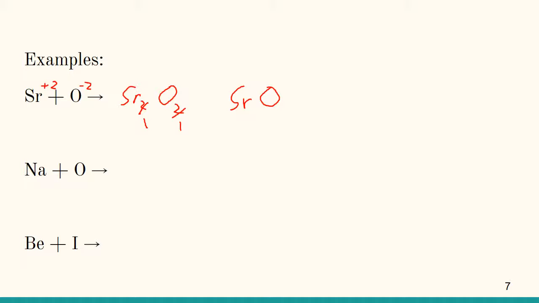In our second example, we have sodium there with its +1, oxygen with its -2, so our formula becomes Na2O. To name this, we just name our cation, so sodium, and our anion, again oxygen becomes oxide, so we end up with sodium oxide. I will let you try the third one here on your own.